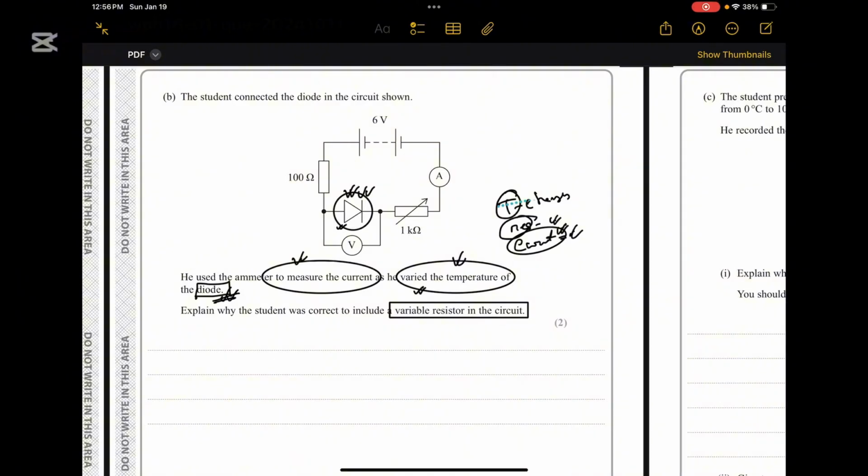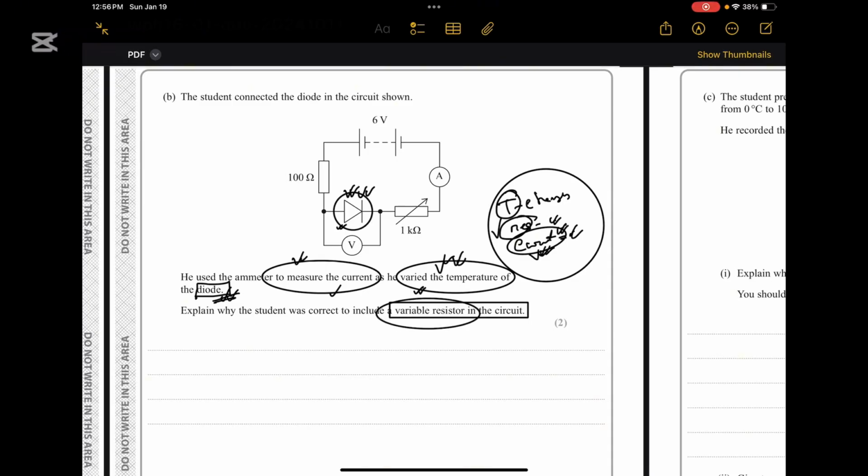The student has connected a diode in the circuit and varied its temperature to measure the current. When the temperature of the diode changes, as he is varying the temperature, its resistance also changes, which can cause the current in the circuit to change. How will the current change? If the potential difference is not kept constant. So in order to stop this from happening, he has also added a variable resistor in the circuit.